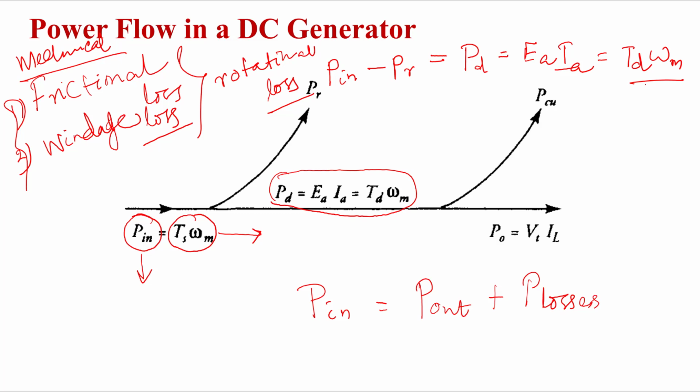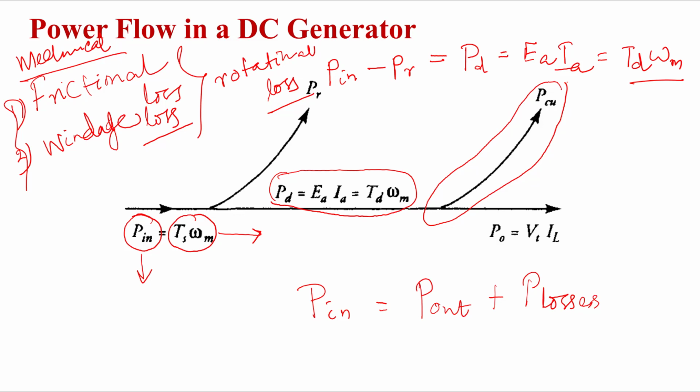Now we have another loss because of the electrical circuit inside the generator. That is known as copper loss. Copper loss takes place everywhere where there is a winding, a conductor. Like in the field also it happens, in the armature it also happens.